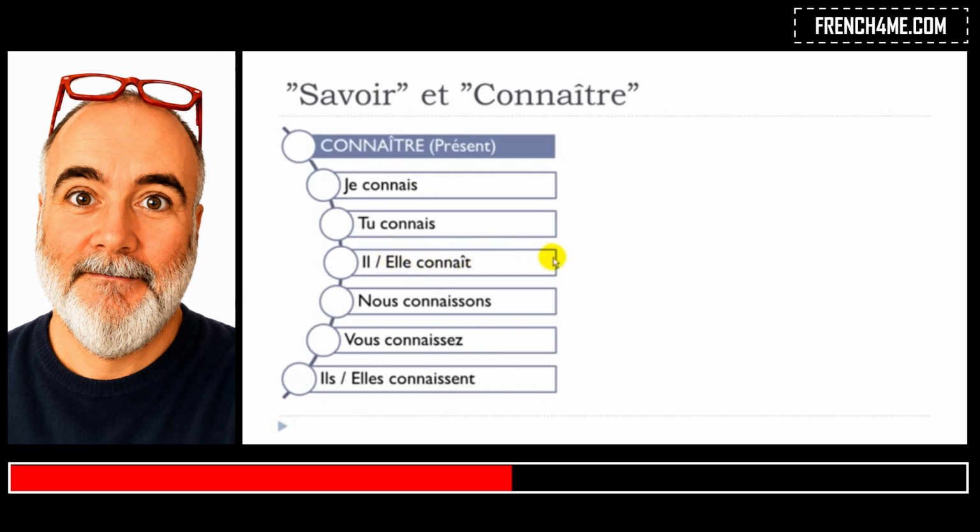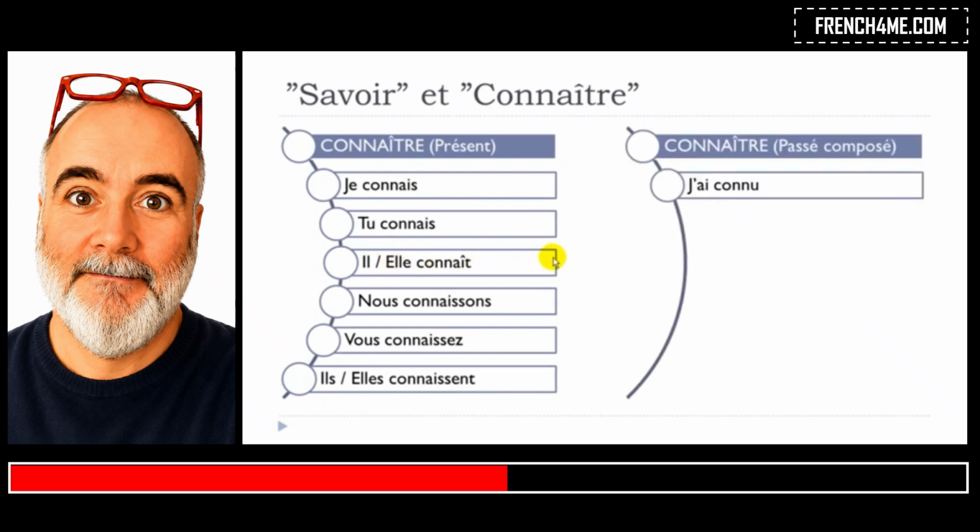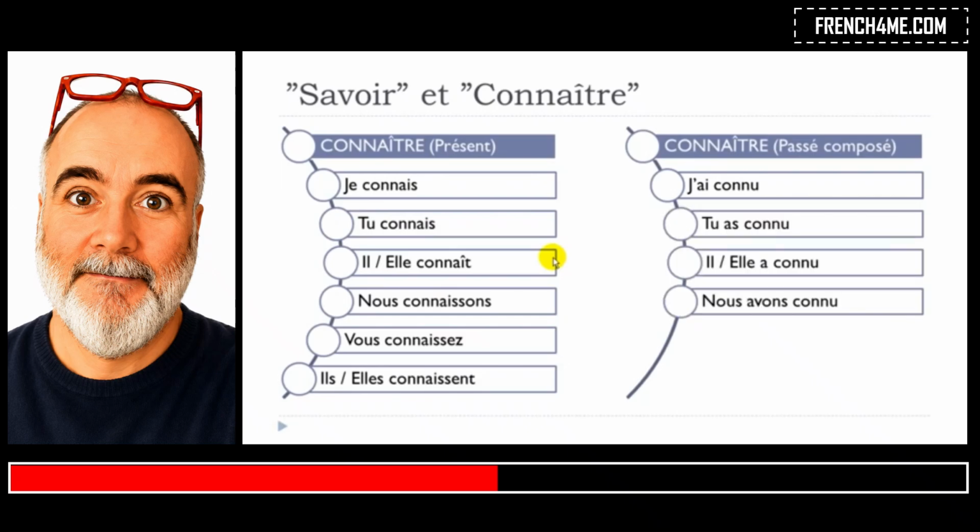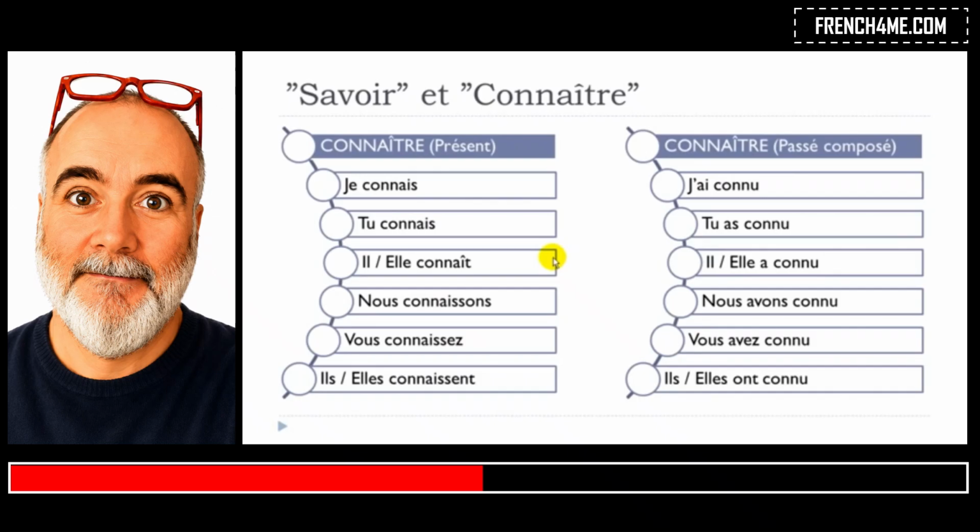All right, let's see how it goes for the passé composé form. J'ai connu, tu as connu, il a connu, elle a connu, nous avons connu, vous avez connu, ils ont connu, elles ont connu. Same rule, first avoir at the present form, then the participe passé form of connaître, it's connu. It will go everywhere for each person here.